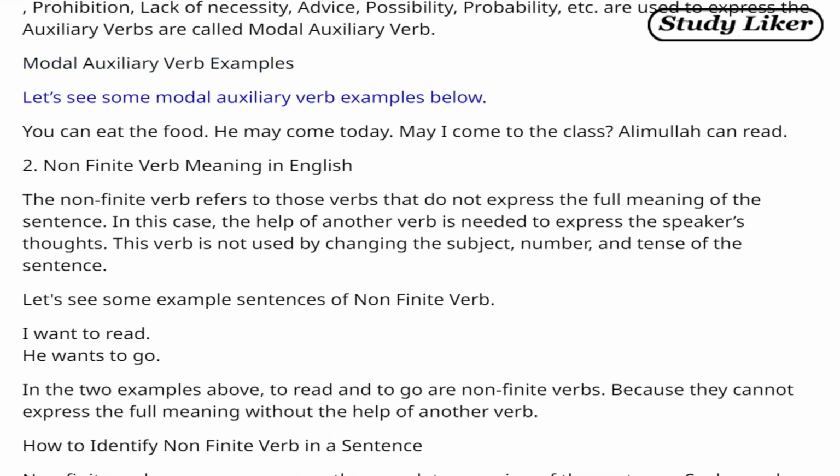Modal auxiliary verb examples. Let's see some modal auxiliary verb examples below. You can eat the food. He may come today. May I come to the class? Alimullah can read.